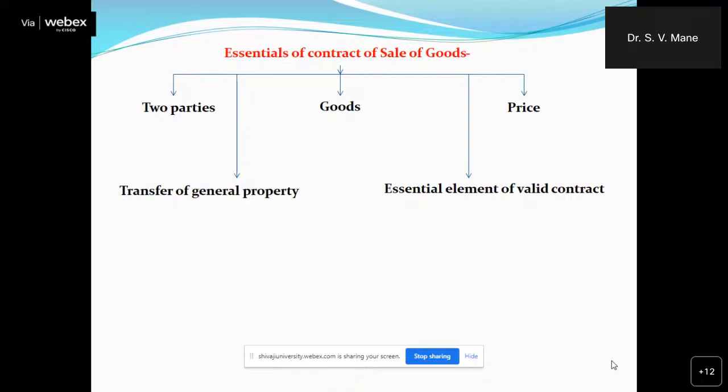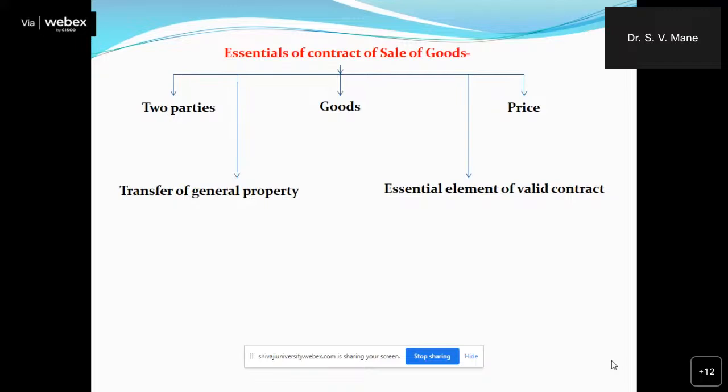Then the second one is goods. The property which is to be transferred from the seller to the buyer must be in some goods. The goods which form the subject matter of the contract of sale must be movable. There are two types of goods, movable and immovable. The transfer of immovable property is not covered under this enactment of the Sale of Goods Act. So this kind of goods is also one of the essential elements under the contract of sale of goods. Then the third one is price.